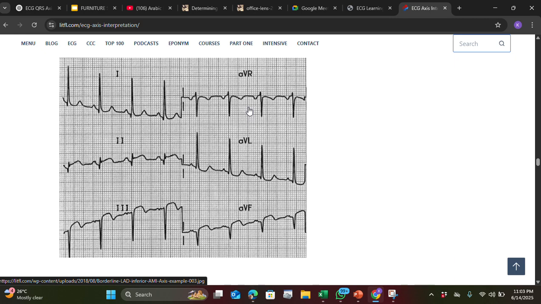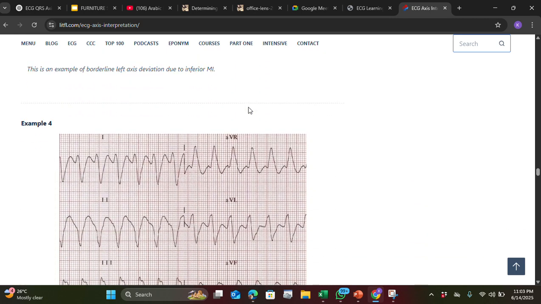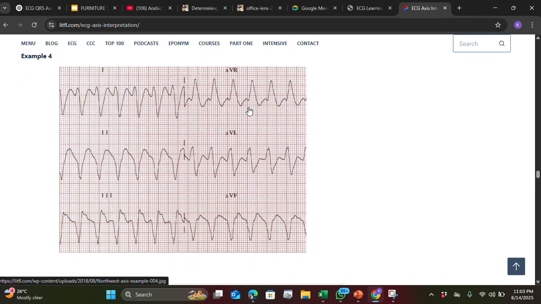Minus 30 degrees. You see? Minus 30 degrees. So another thing for this place, AVL is our isoelectric lead. And we know that in the first example, we have two values: 60 degrees and minus 120 degrees. 60 is for lead 2, and minus 120 is for AVR.